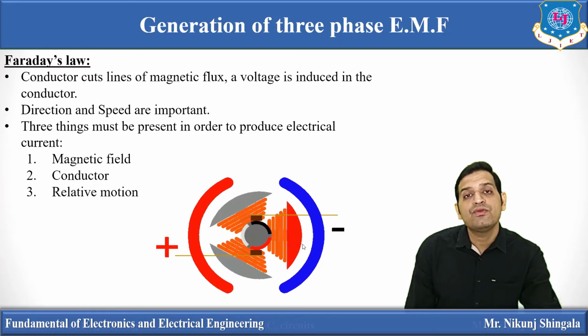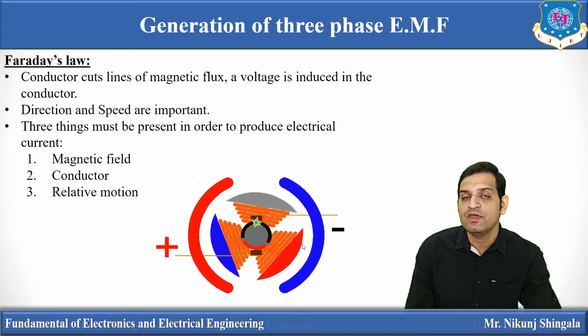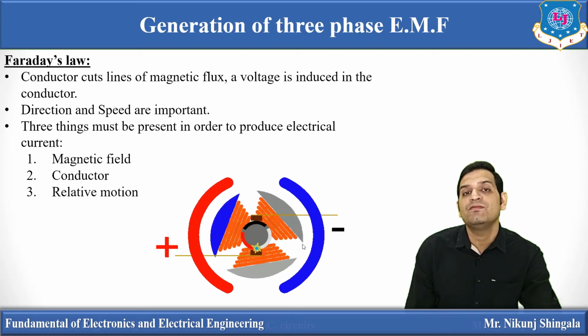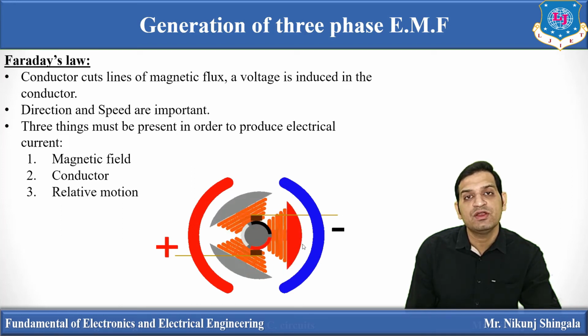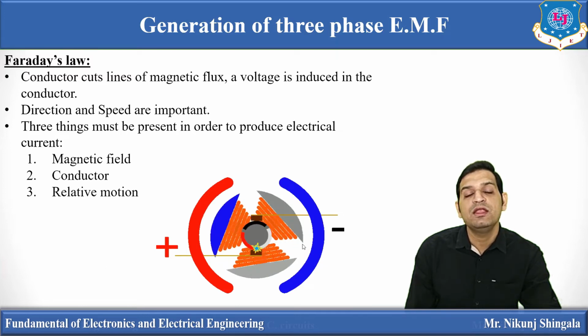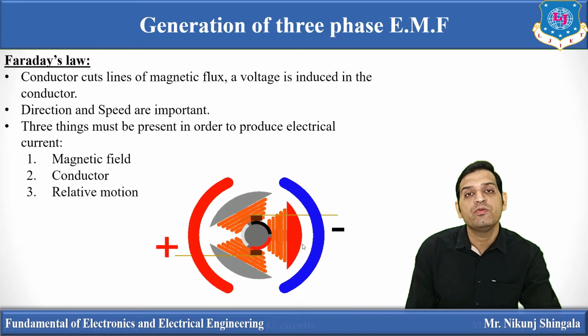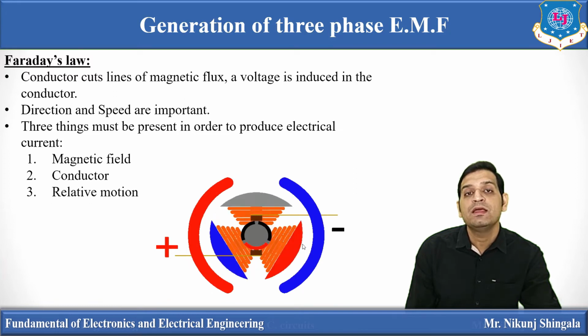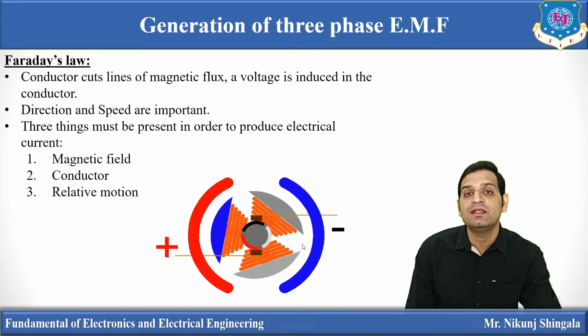Now, as we have to generate the three-phase voltage, three-phase EMF, the number of coils required will be 3. In the case of single-phase generation, only one coil is required. Here the winding is divided into 3 groups, and all groups will be isolated, displaced from each other by 120-degree electric angle.